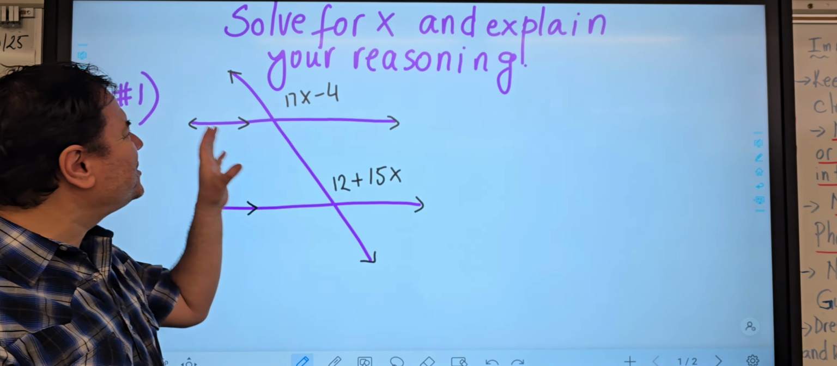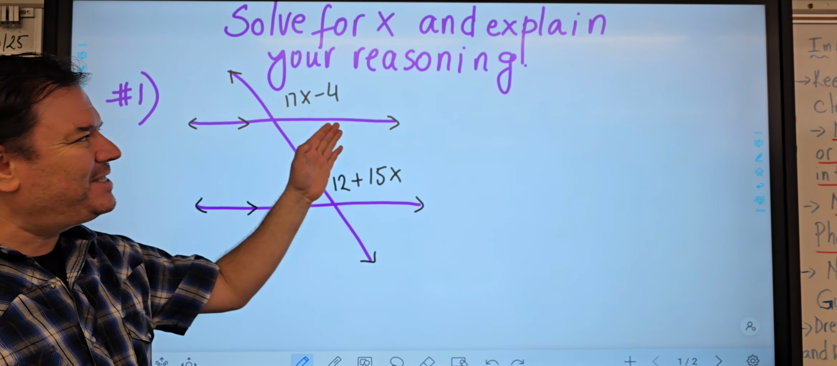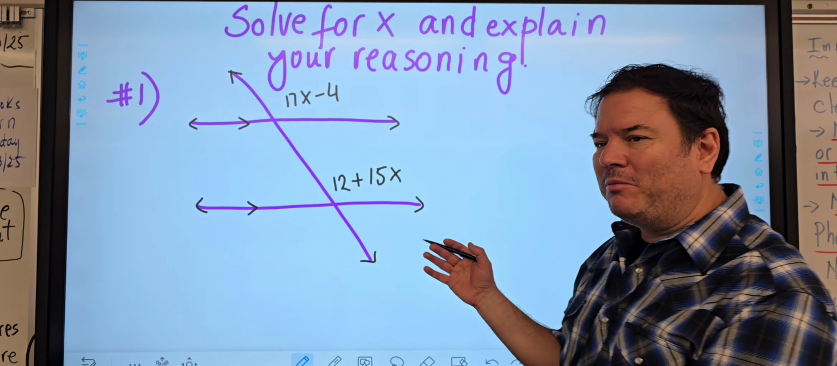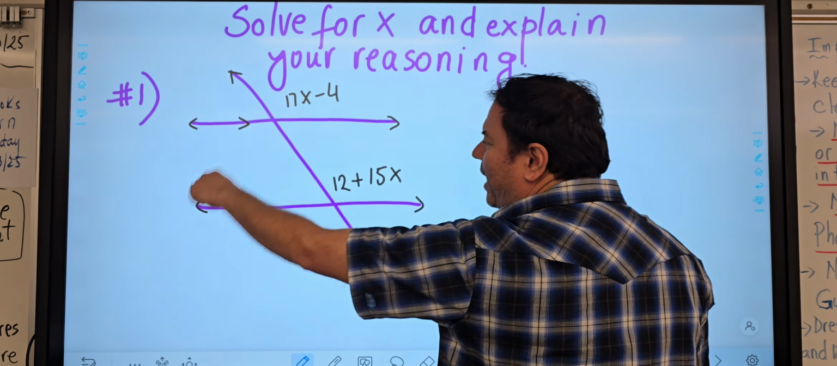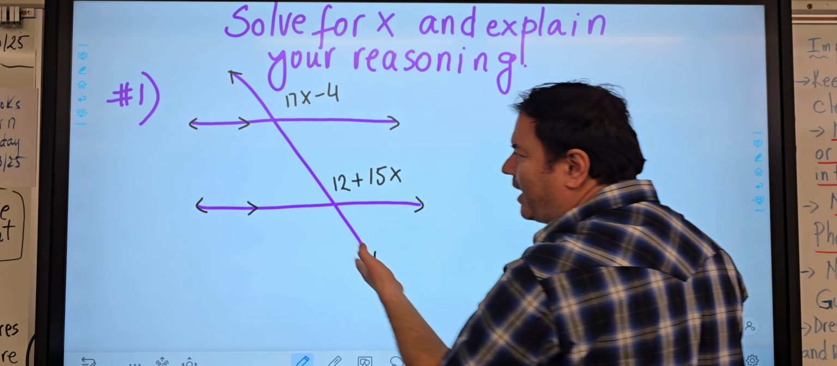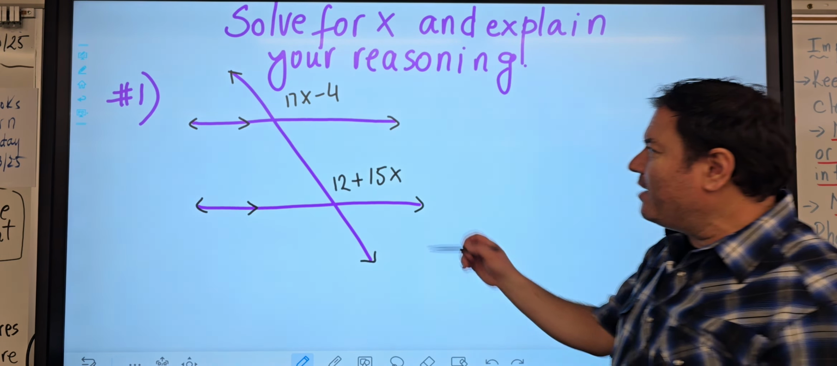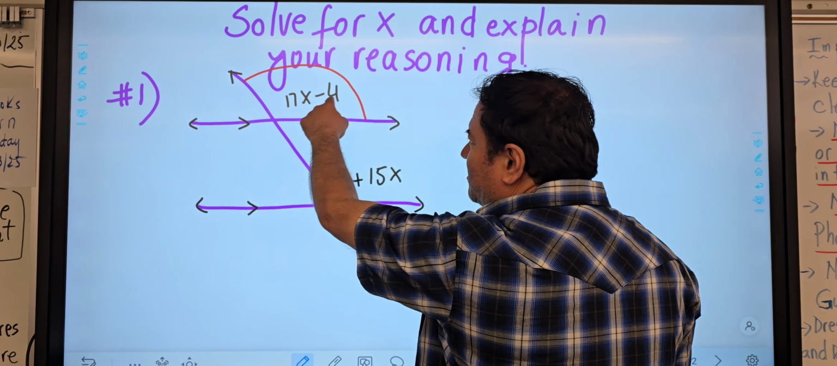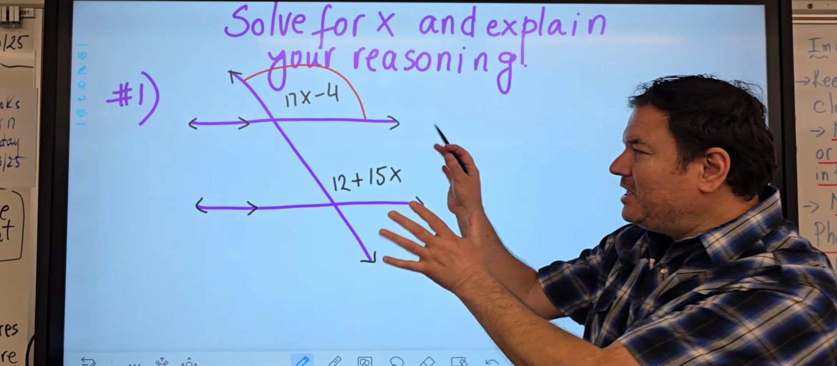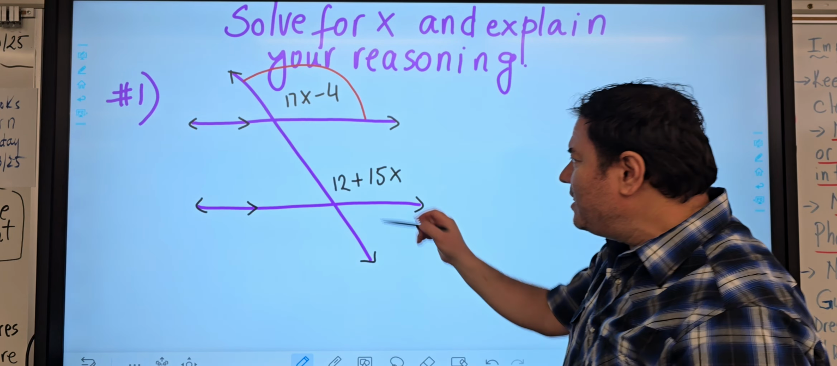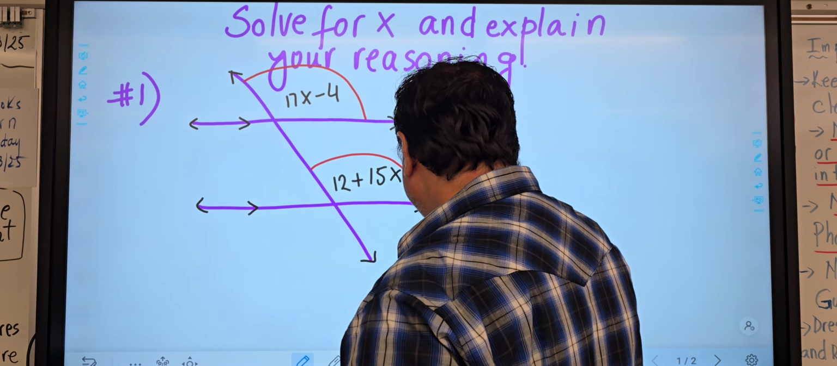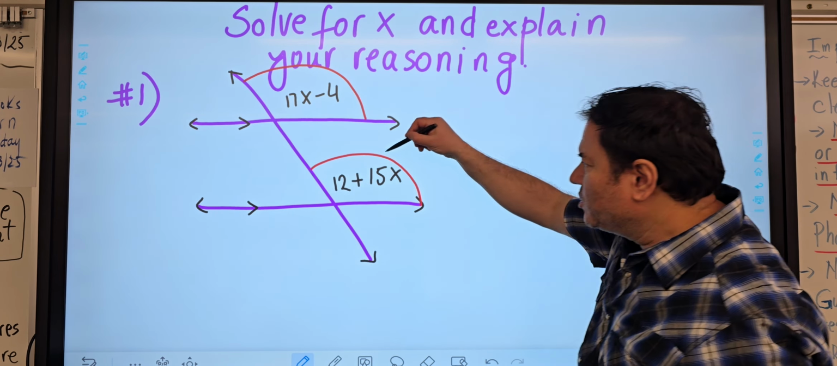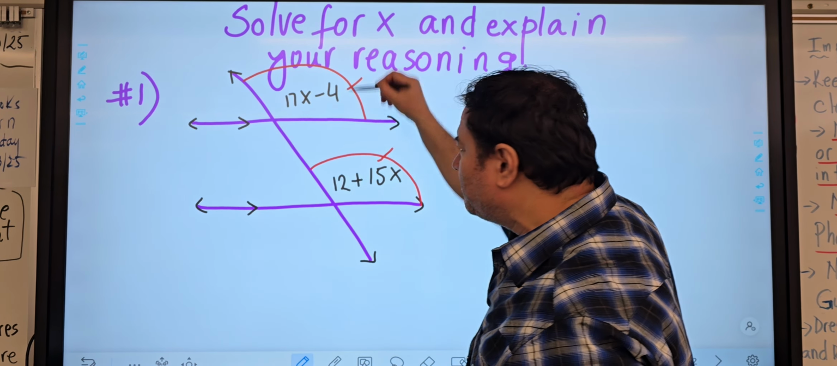Our lesson will focus on solving for x and explaining our reasoning. In this problem, we have two parallel lines crossed by a transversal, and then we have this angle, which is 17x minus 4. This information is given to us, and then this angle here is 12 plus 15x. So we have this angle and this angle.